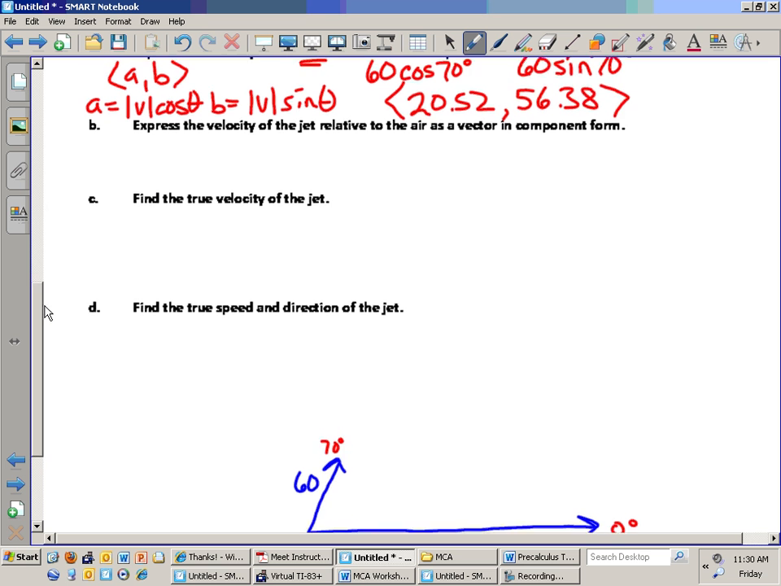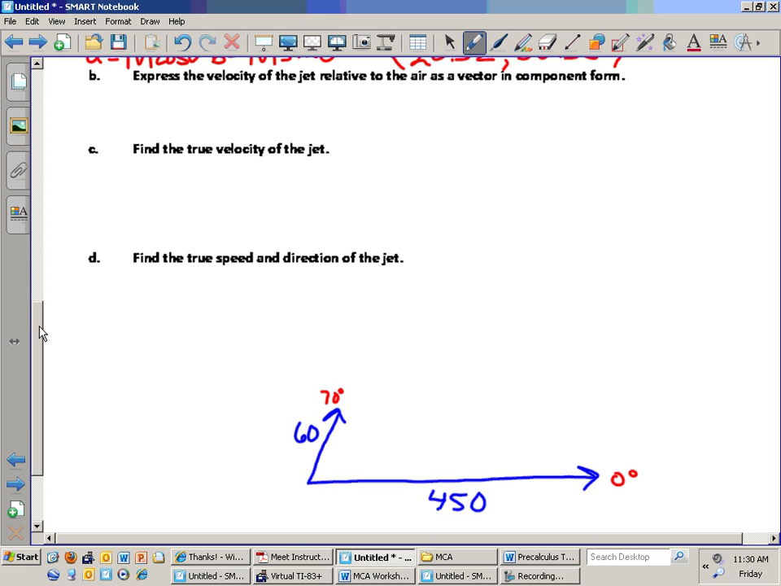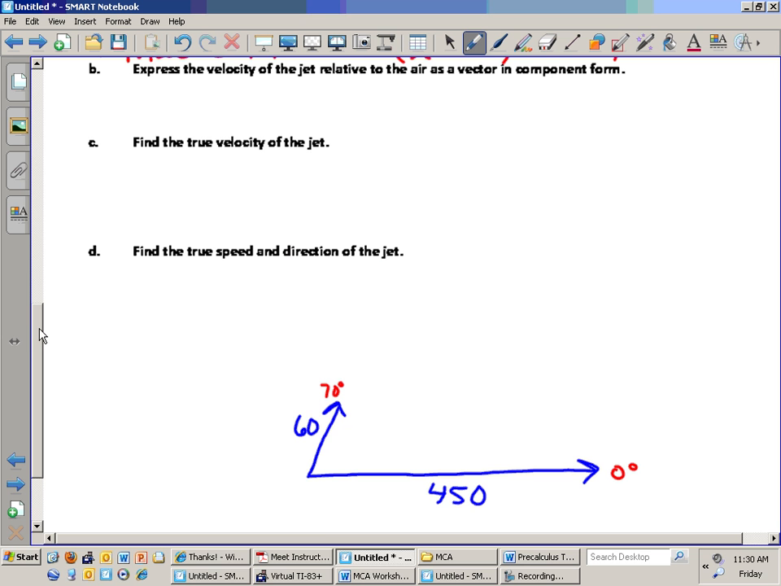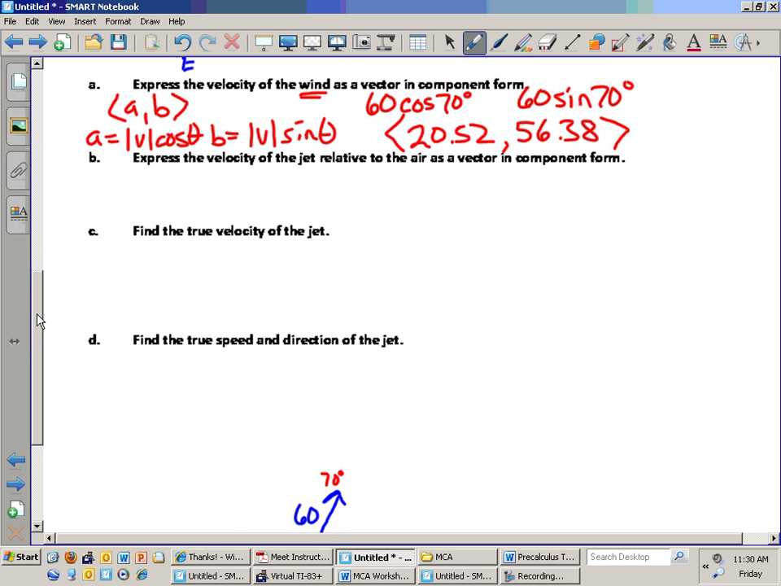Now, it says express the velocity of the jet relative to the air as a vector in component form. So now we want to do the jet one, so now we're going to do 450. So we have 450 times the cosine of 0, and we have 450 times the sine of 0. Now, does the jet have any vertical component to it at all? It does not. And so that should show up in our answer here.